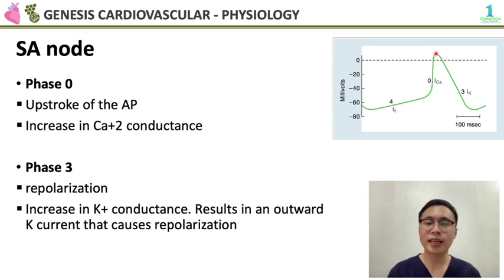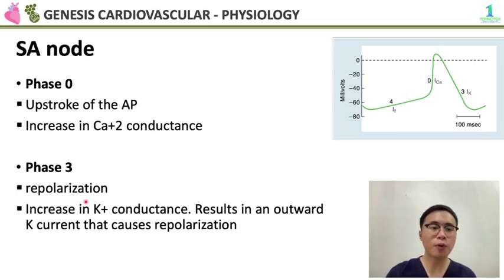So, in a way, we can say that the ionic basis for phase 0 in the SA node is different from that seen in the ventricles, atria, and the Purkinje fibers. Okay? So, next, ano pang pinagkaiba? Ito, phase 4, phase 0, phase 3. Wala siyang phase 1, wala siyang phase 2. Diba? So, from phase 0 na depolarize na siya, what will happen next?